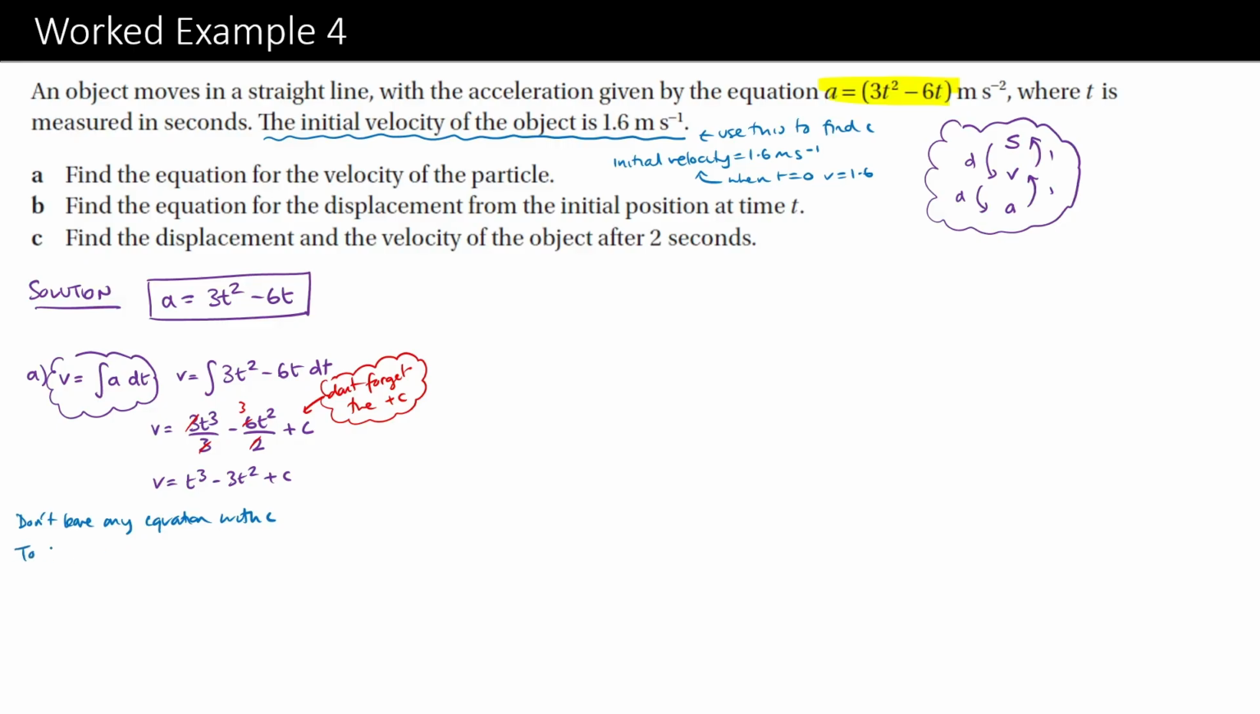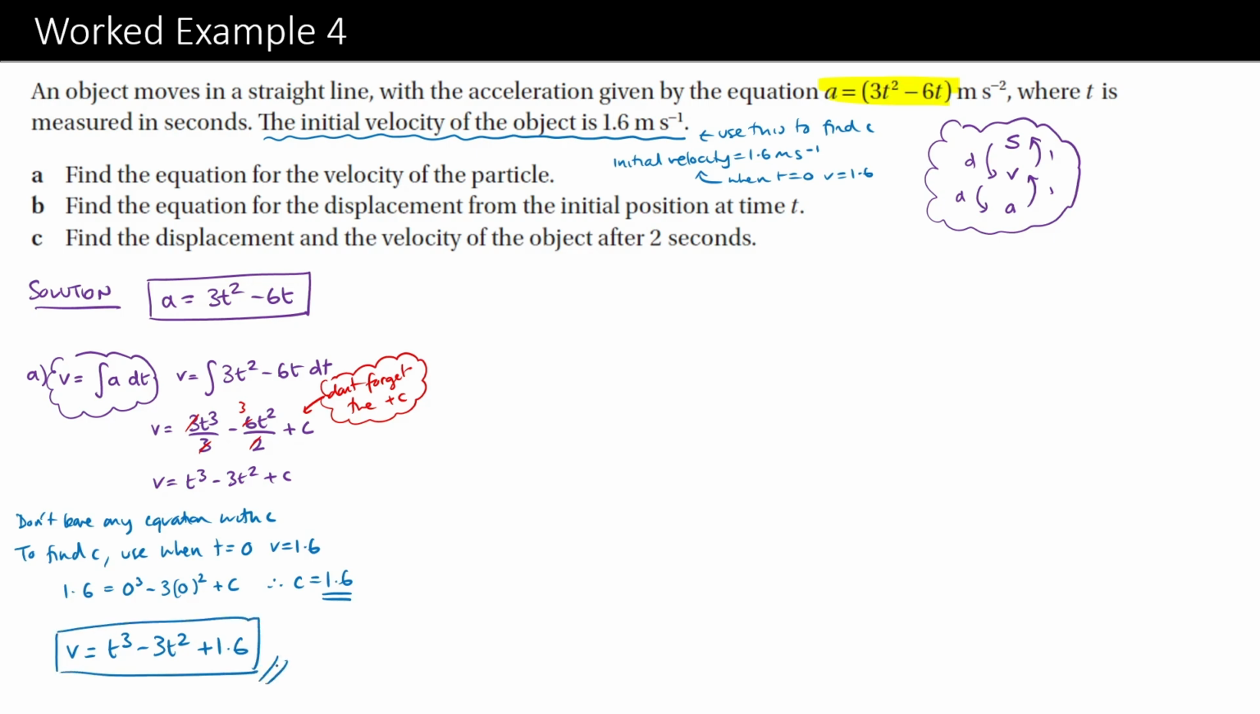So to find c, use when t equals 0, v equals 1.6. It's very similar to when you would have done direct and indirect proportion. So looking at this, we get 1.6 equals 0 cubed minus 3 lots of 0 squared plus c, and therefore c is 1.6. So the equation of v is going to be t cubed minus 3t squared plus 1.6, and there is my answer for part A.